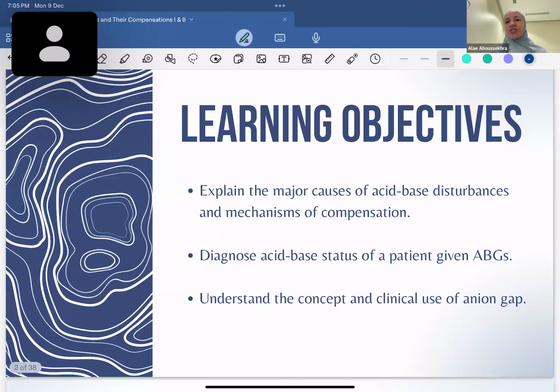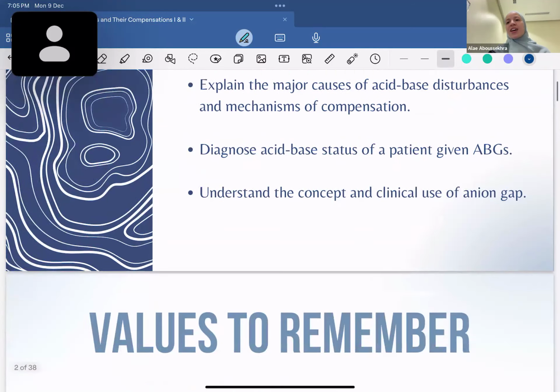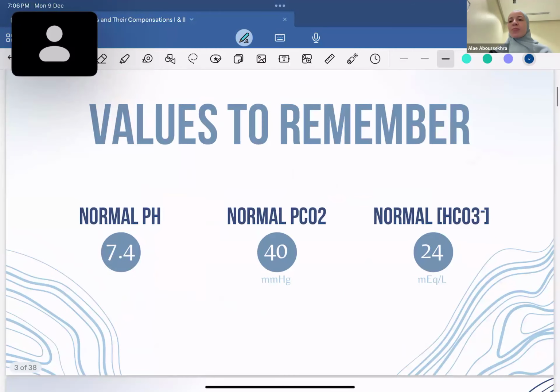I took them from Dr. Angelica's slides, but these are the same ones. Inshallah, by the end of this file, you'll be familiar with all of them and you'll be able to answer anything. Before we start with the disturbances, these are some numbers that you need to keep in mind and remember. Dr. Angelica emphasized so much that you need to remember these.